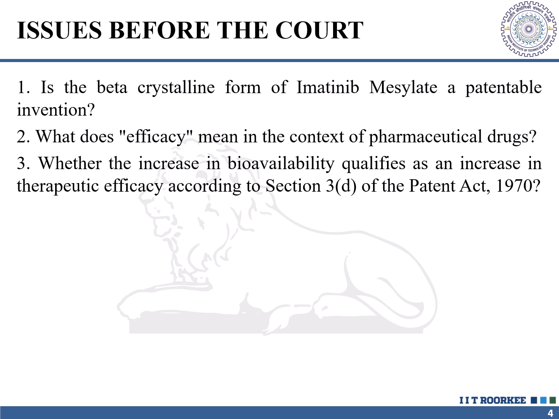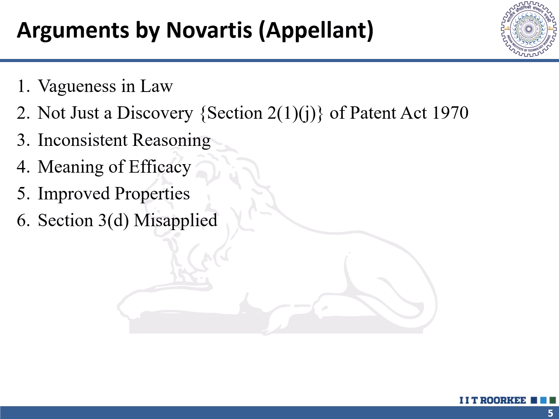The arguments by Novartis, the appellant, were: Novartis argued that the terms enhancement of efficacy and significant enhancement in Section 3D are unclear, making the law vague and arbitrary. Second, they claimed their invention was not just a discovery but a patentable invention under Section 2(1)(j), fulfilling novelty, inventive step, and industrial use. Then Novartis pointed out that even though the IPAB admitted the beta crystalline form was novel, it still rejected the patent under Section 3D, which was unfair.